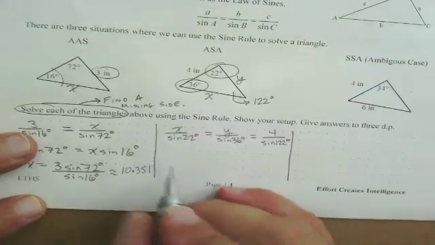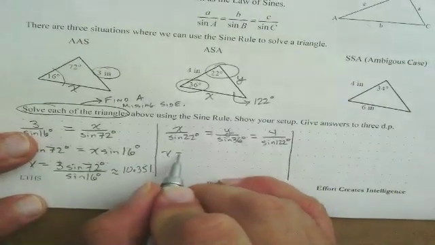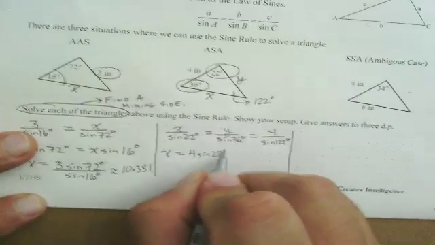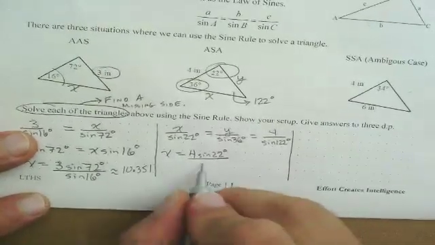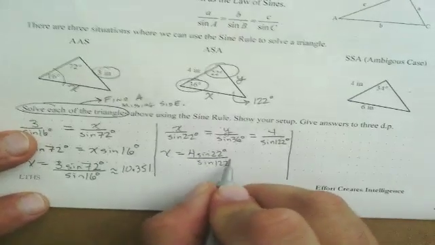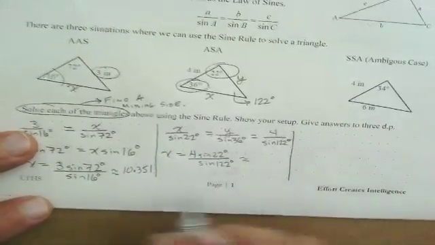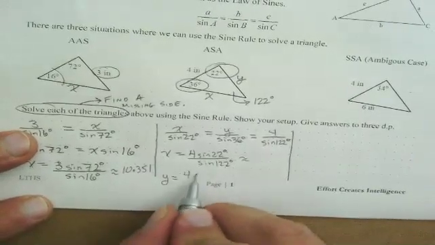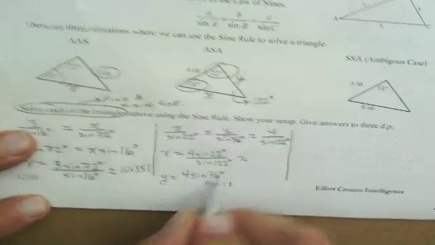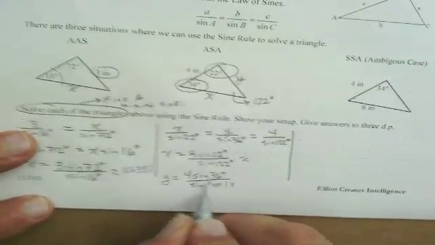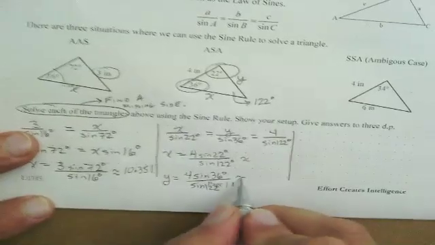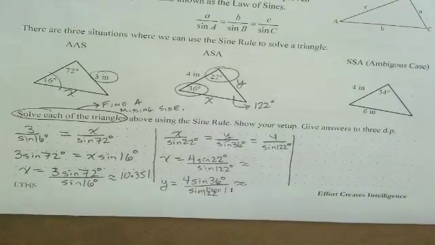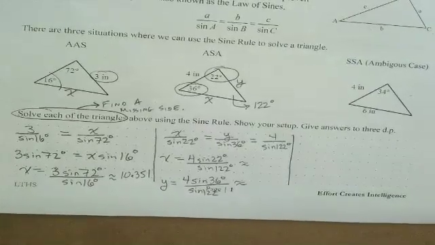All right, so what does that mean for us? That means for us that x then would be equal to 4 sine 22 degrees all over the sine of 122. And we could also figure out the value for y is going to be 4 sine 36 degrees all over the sine of 122. Okay, and sorry for the lack of space there. Of course, we could then put these into the calculator and find our values.